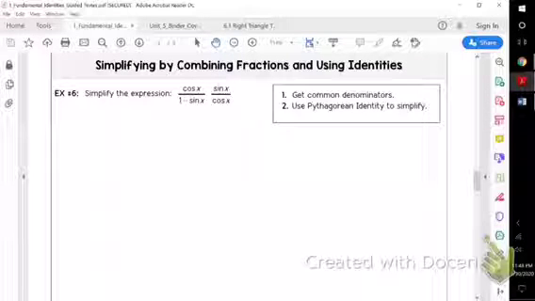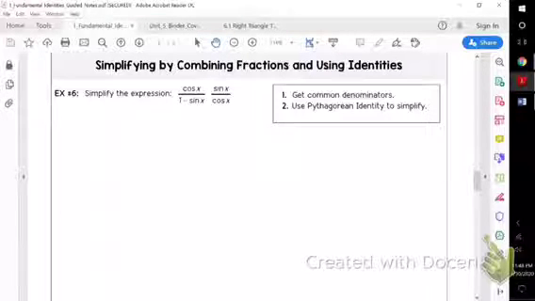Okay, in example 6, it wants us to simplify the expression. And here they gave us some hints, okay? So watch for things like when you're adding and subtracting trig functions. Remember, you have to have common denominators in order to do them. And then if you see a Pythagorean identity in there, simplify it. Use them. They are very helpful to us.